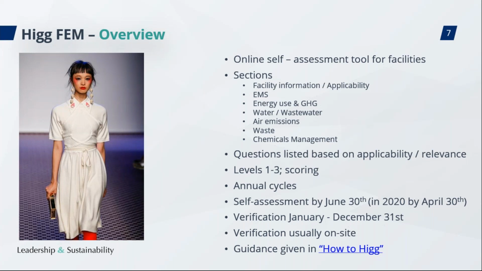Start soon enough so that you are sure that you can really finalize everything and upload your results and also post them on the higg.org platform before the end of June. Also for next year, please be aware that the deadline for the self-assessment will actually be 2 months earlier. So it will be April 30th in 2020 then.